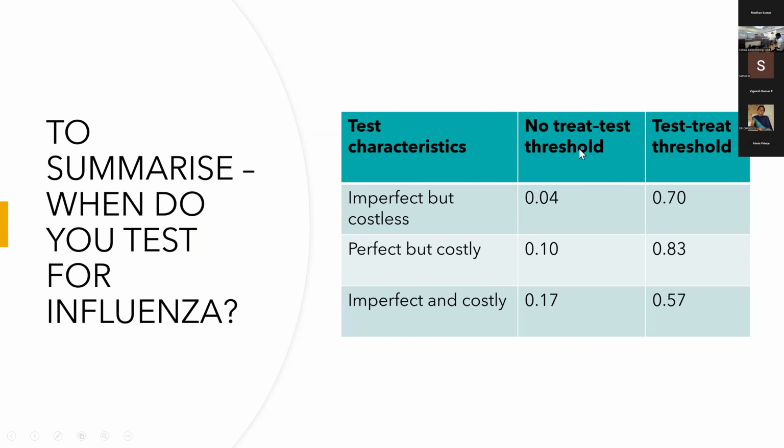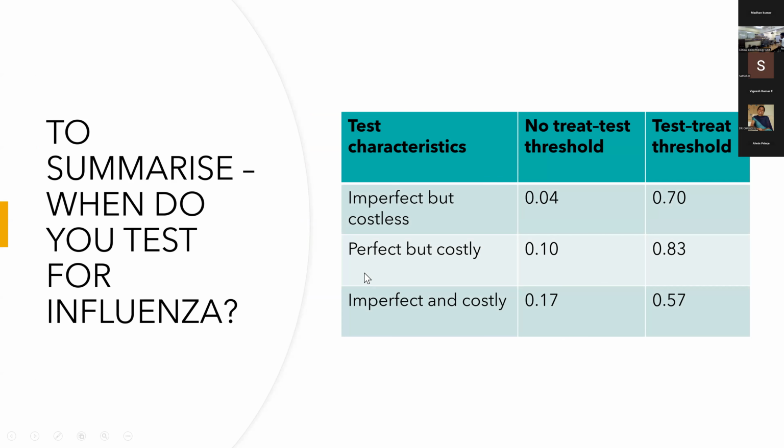So these were the scenarios which we saw. First scenario was an imperfect test, which did not have 100% sensitivity nor 100% specificity, but the cost was very less. Here our no treat test threshold was 4% and test treat threshold was 70%. The second scenario was when we had a test which had 100% sensitivity and 100% specificity. Here our no treat test threshold was 10% and test treat threshold was 83%. And whereas in terms of an imperfect test and a costly test, when we calculate the values, it comes to 17% and 57% as to when we have to decide to do the test.